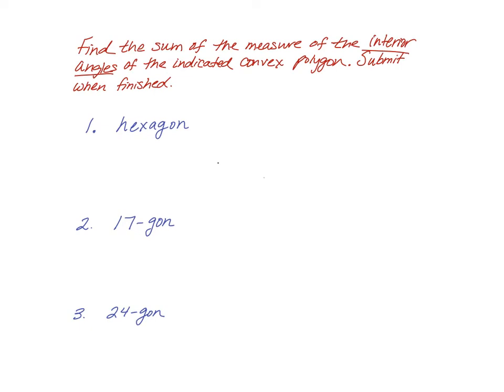All right, so today's warm-up problem, we're going to find the sum of the measure of the interior angles of the convex polygons. And if you remember from class, we do have an equation that we can use. So your total interior angle measure is equal to your number of sides minus 2, and that whole thing multiplied by 180.